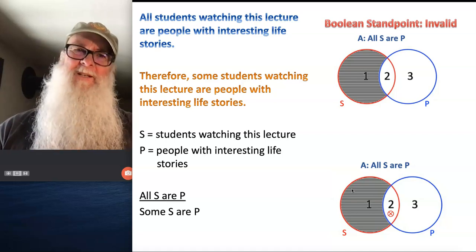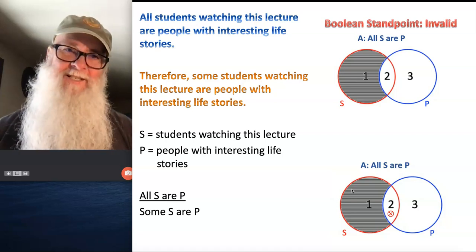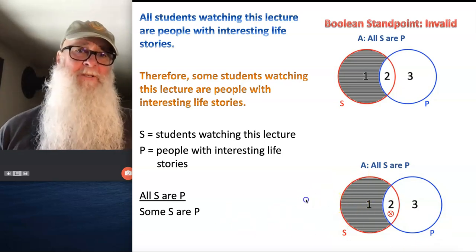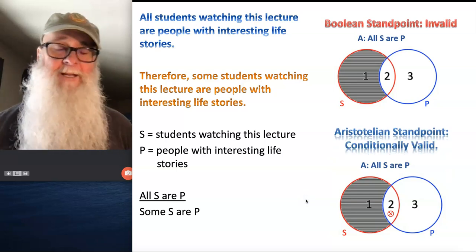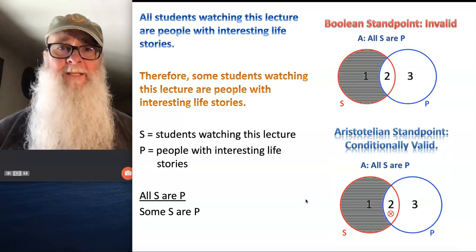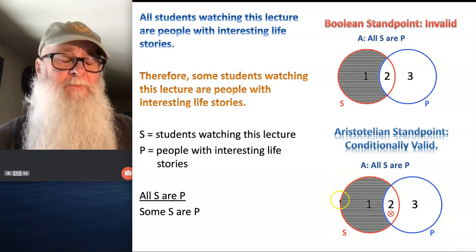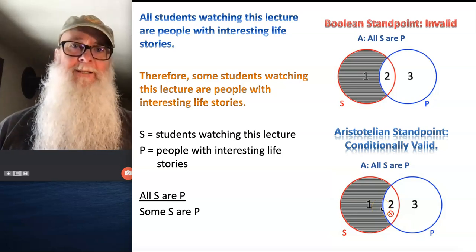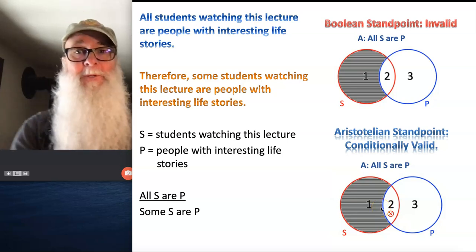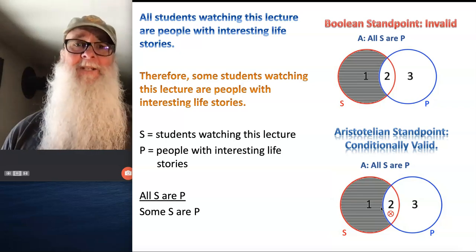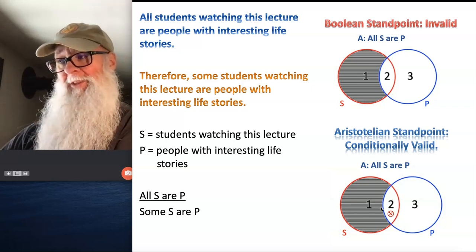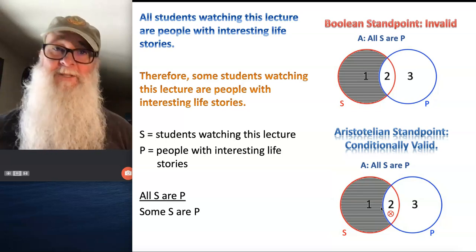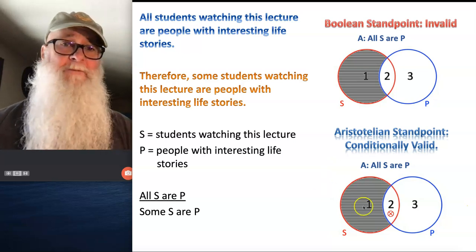There's at least one of these things here, provided these things actually exist in reality. Do S's exist in reality? So this argument from an Aristotelian standpoint is conditionally valid. And the condition that has to be met is that the subject term, S here, students watching this lecture, has to be an actually existing thing, and you exist. So you therefore prove that students watching this lecture is an actually existing thing. So if this is a property that all of these things share, it's a property that at least one of them shares. And we say this has met the condition for validity from the Aristotelian standpoint.